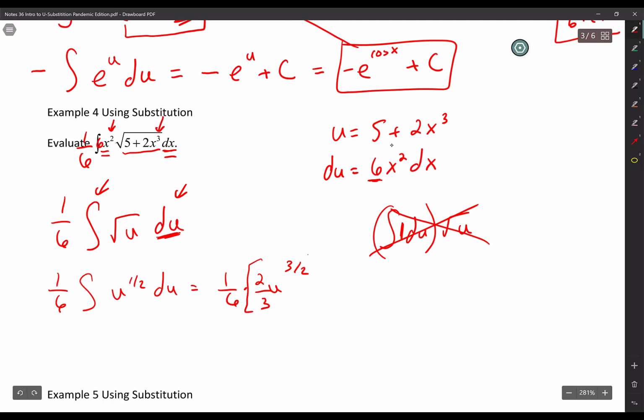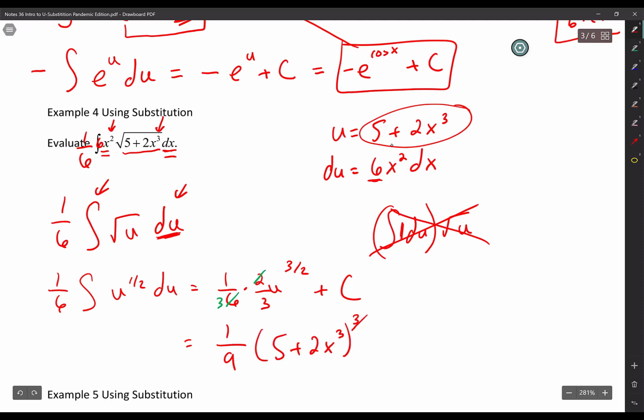If I had limits, it would be that. Oh, well, plus c, right? So I'm going to write plus c. And let's go ahead and figure out what this constant is now. I'm going to multiply. 2 goes into 6 3 times. 3 times 3 is 9. You didn't have to do it right there; you could have done it at the end. 1 over 9. And u is 5 plus 2x cubed. So I'm going to write parenthesis, 5 plus 2x cubed, close it, to the 3/2 plus c.